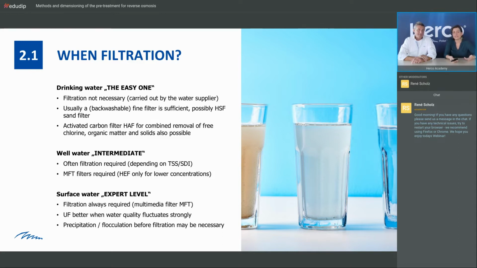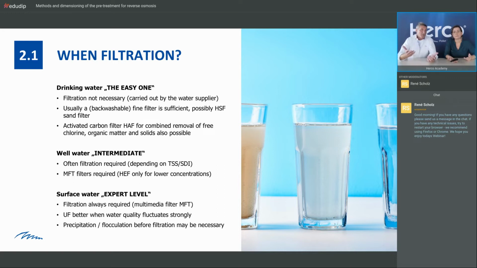Okay, so you might need an activated carbon filter in the drinking water too, to remove free chlorine. It will also remove organic matter and so on. Then if you have well water, it's a lot more probable that you would need a filtration. And usually we would recommend MFT filters, right? Yes, not the simple ones, but rather the MFT.